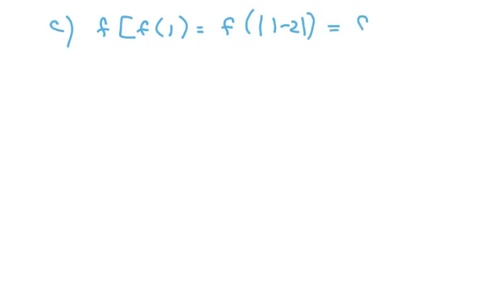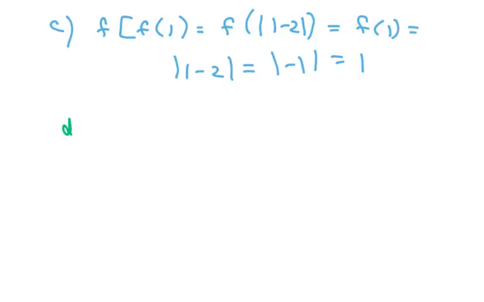Okay, the last two is c. C, we have f of 1, which equals f of absolute value of 1 minus 2, which equals f of 1, which equals absolute value of 1 minus 2, which equals the absolute value of negative 1, which equals 1.